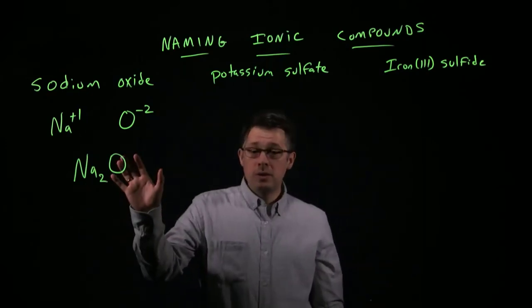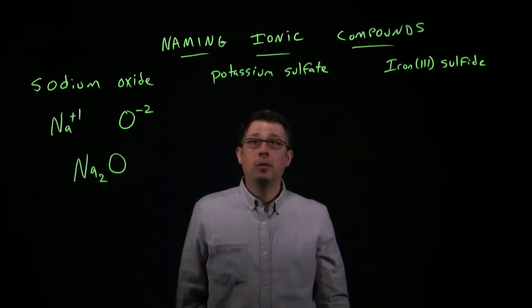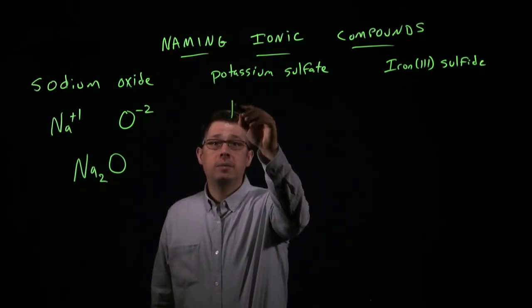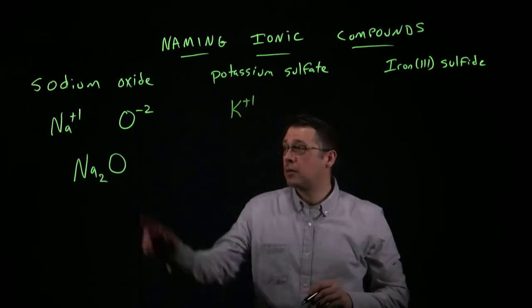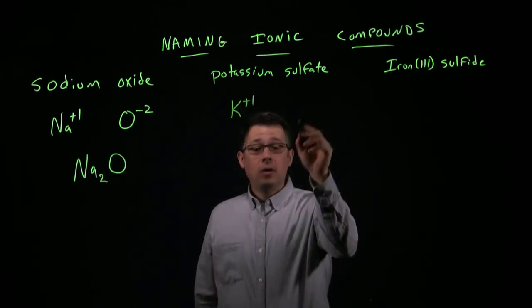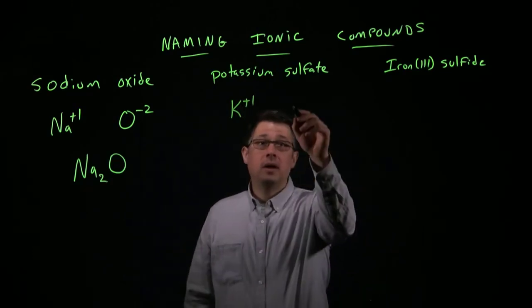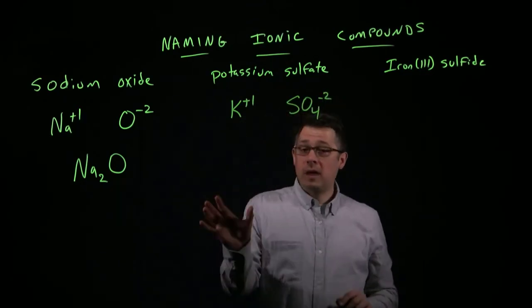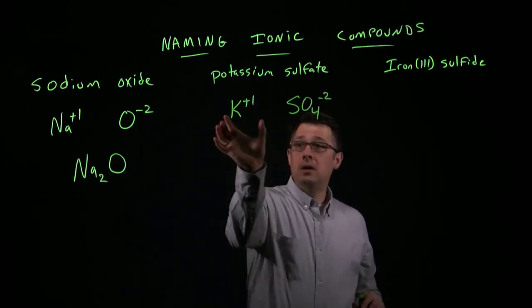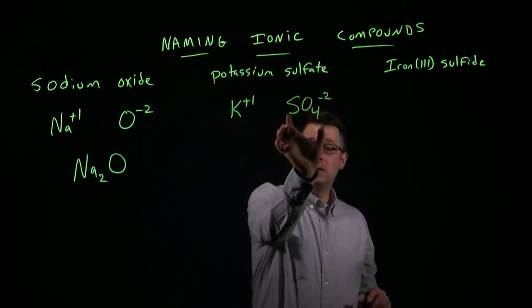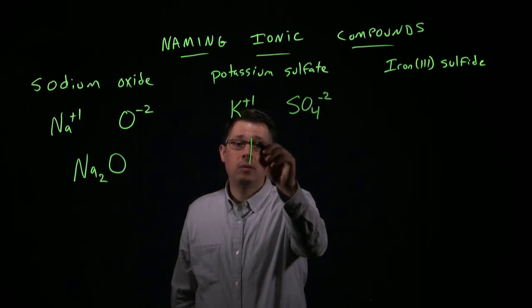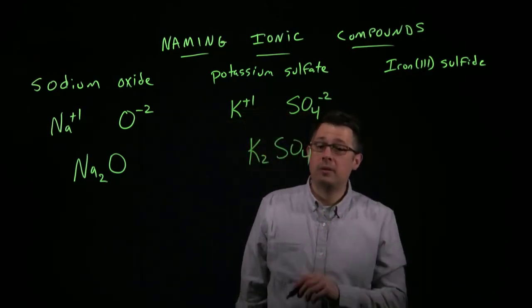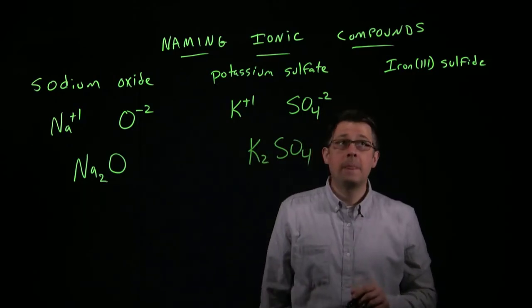So we can get those charges directly from the periodic table. For the center one here, we know we can also get the charge of potassium from the periodic table. It's right underneath sodium. And sulfate we just have to have memorized. And so sulfate is SO4 -2. We have the same situation over here, is we need to have 2 of these potassiums to neutralize that sulfate. So we would write K2SO4. And that's the formula for potassium sulfate.